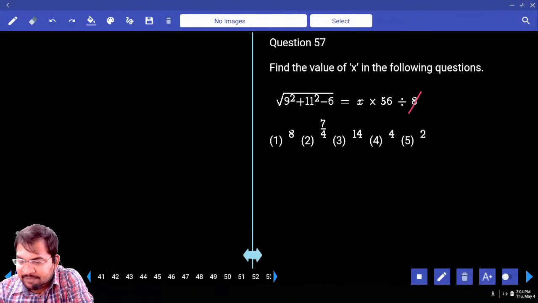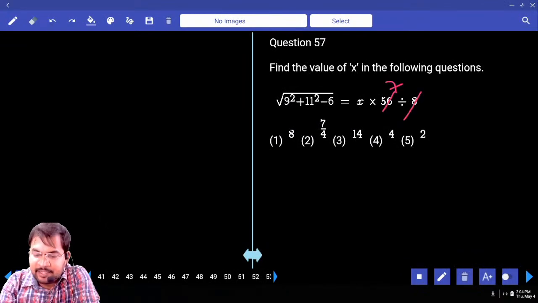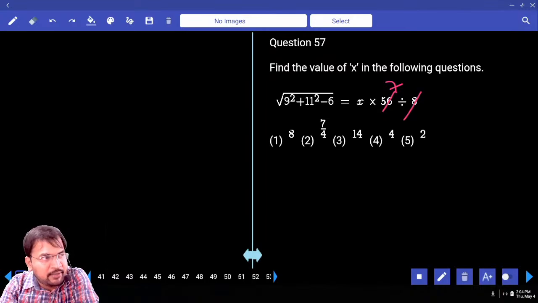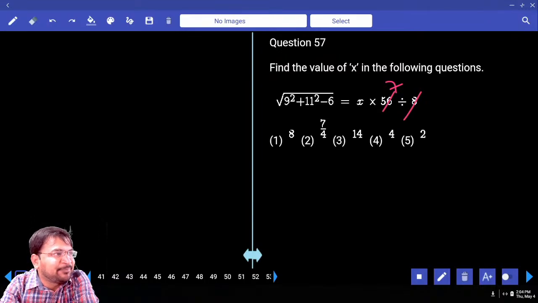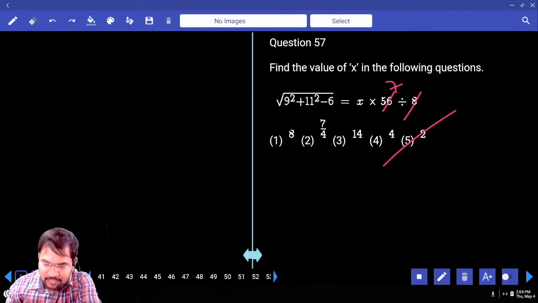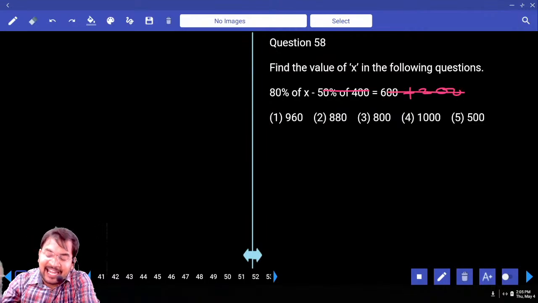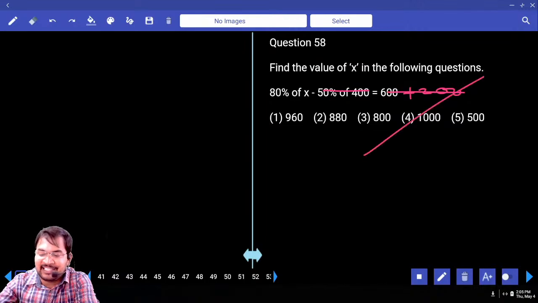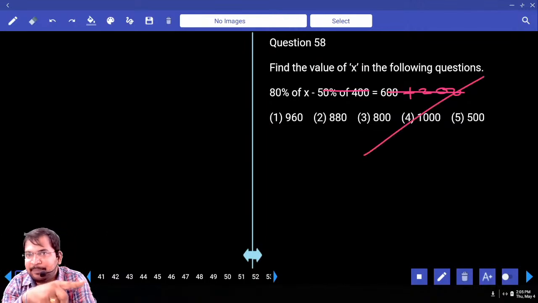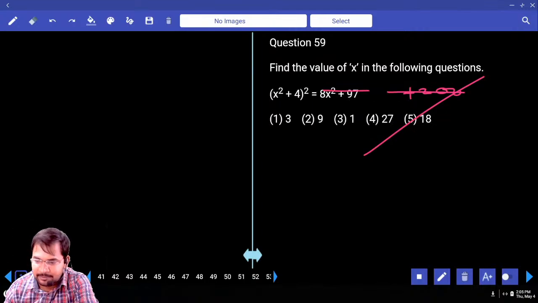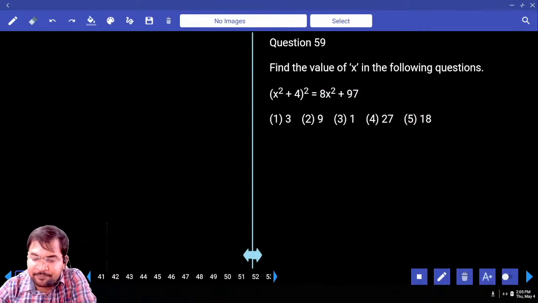So this is what? Are you clear? 7, 9 square, 11 square 121 plus 81 is 200. If you subtract 6, 196 is 14. 7 how many times your answer is 2. See here, 50% of 400 is 200. This is 800, so 800 is 80%, then 100% is 1000. Next, see here, keep through options.